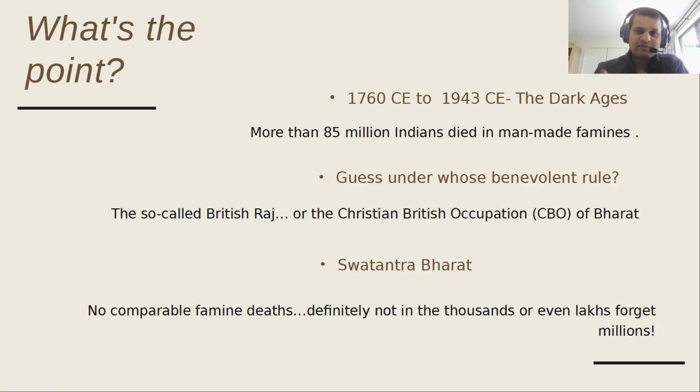And again, coming back to the point, so what's the whole point of this? So I call the period from the 1760s to 1947. Here I've written 1943, but you can say 1947 as the Indian Dark Ages or the Hindu Dark Ages as well. And these Dark Ages were induced by the British. So more than 85 million Indians died in man-made famines. It's a massive toll. Now Indians are a very desensitized lot, so for us this doesn't really count.